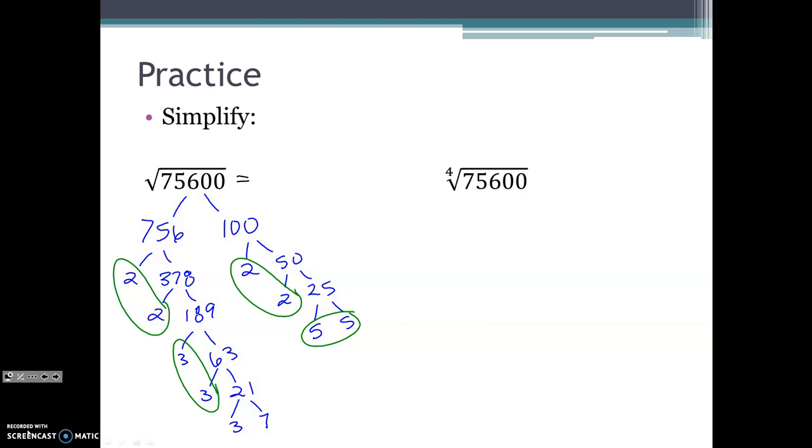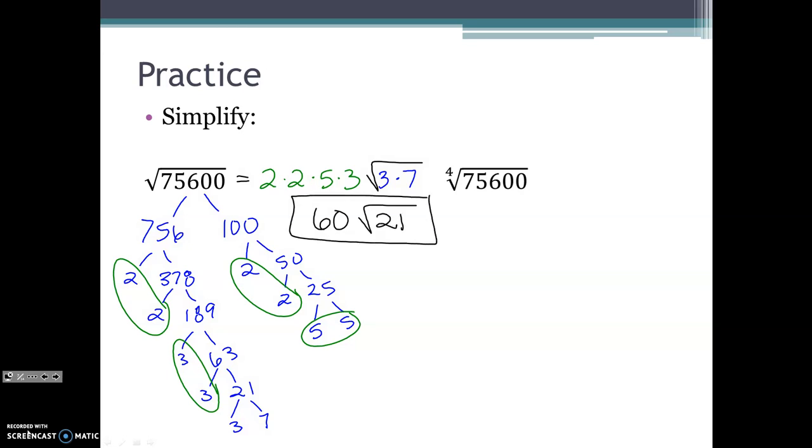So we had a 2, we had a 2, we had a 5, and we had a 3. Okay, and then what is left on the inside of this problem? Well, I still have one singular 3, and I have one singular 7. So the final answer for the square root of 75,600 is 2 times 2 times 5 times 3 all on the outside. So 2 times 2 is 4, times 5 is 20, times 3 would be 60. And then on the inside, I have a 3 times 7, which is 21. So the square root of 75,600 is 60 square roots of 21.